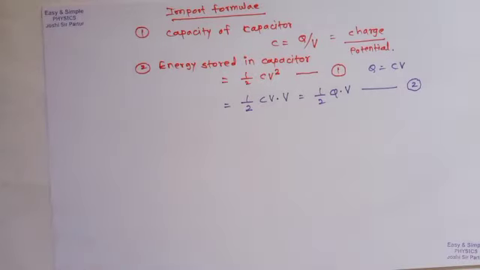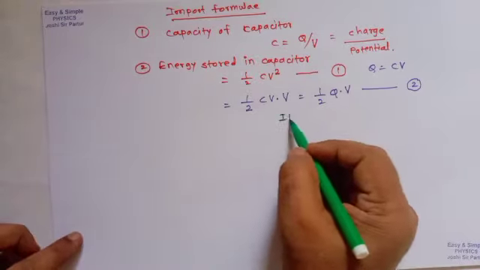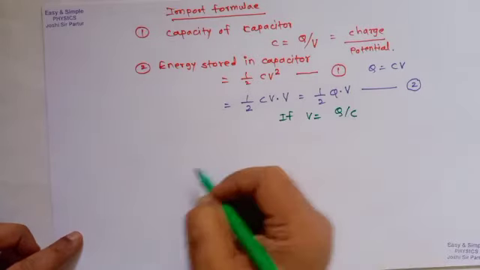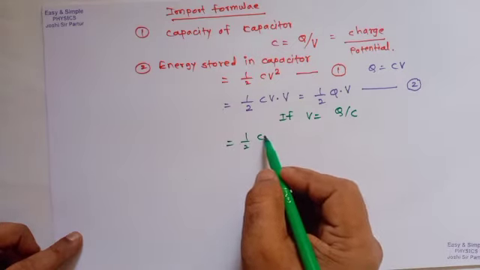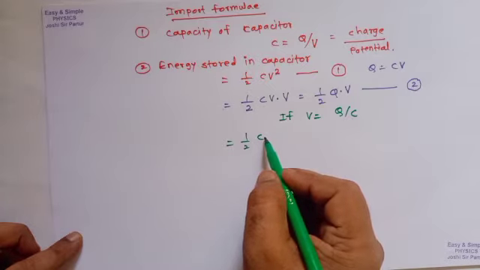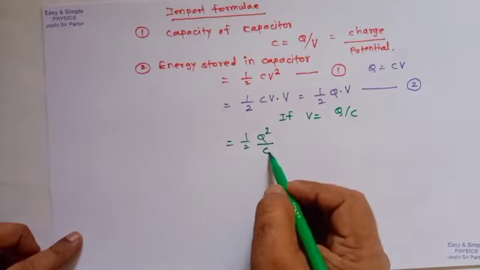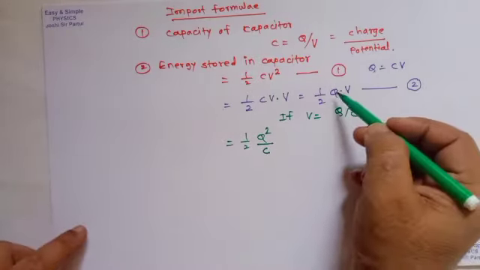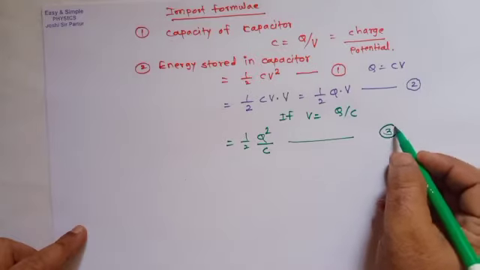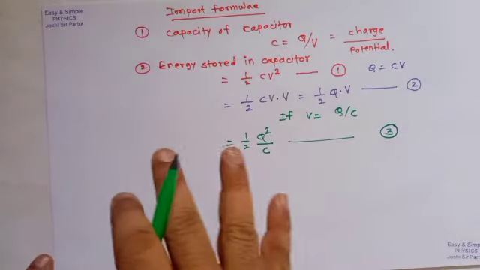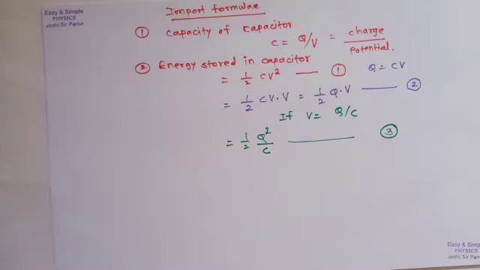The third formula we will use: if we substitute V equal to Q upon C, then the energy stored in the capacitor will be half Q square upon C, because Q into Q upon C is Q square upon C. These are the three formulas for energy stored in a parallel plate capacitor.